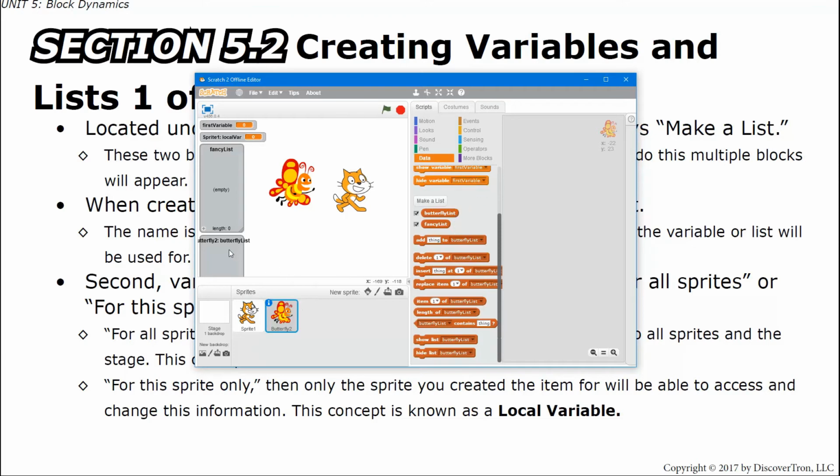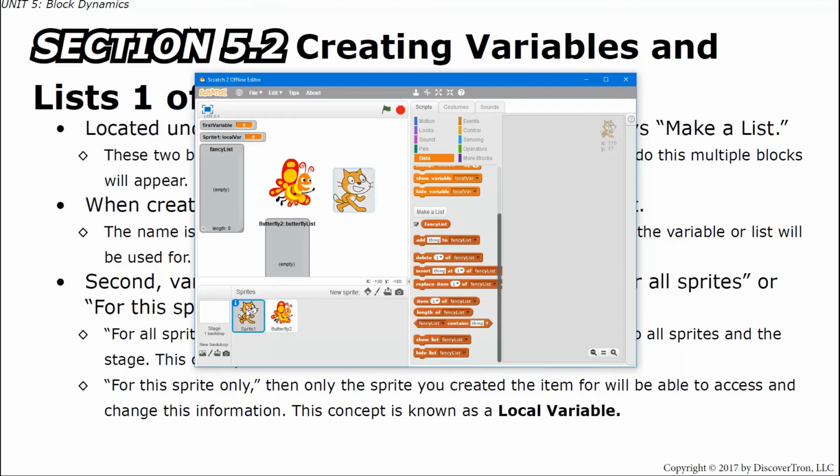And you'll notice over here on this little list window that shows up on the Scratch screen, it has the name of the list right there. And it also puts the name of the sprite right beside the list name. So that way you know that this is a local list to this sprite only. Now come back to the cat, and the cat will not have access to that list.